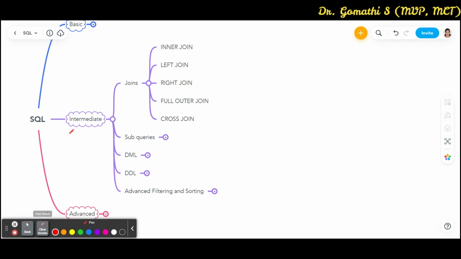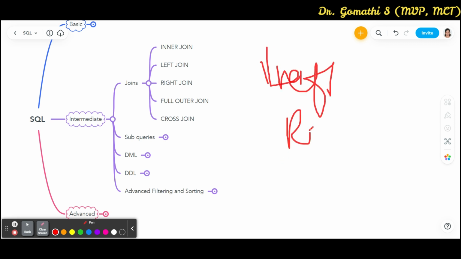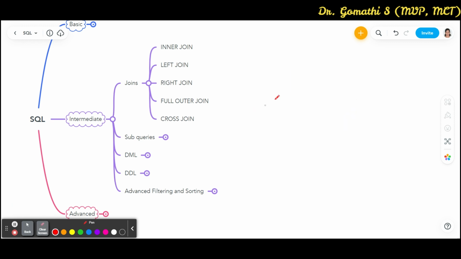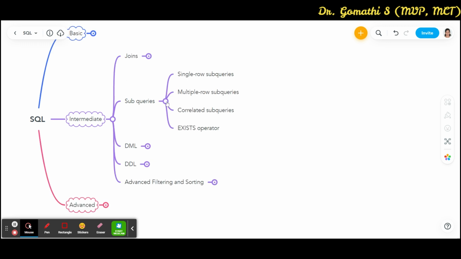In some RDBMS languages, they'll say inner join, left outer join, right outer join. This all depends on the software which you're using, like Oracle or something like Postgres. So that is all about joins. Then subqueries: single row subqueries, multiple row subqueries, correlated subqueries, and the exists operator.